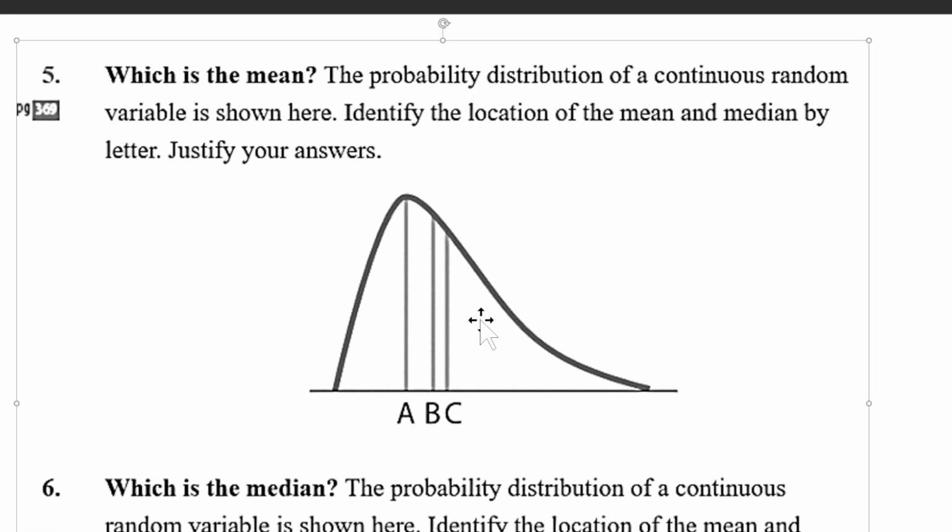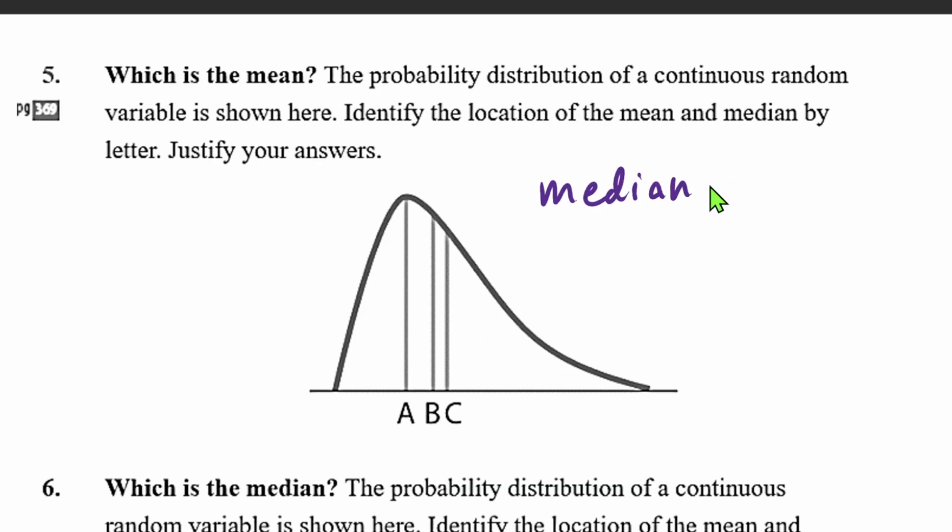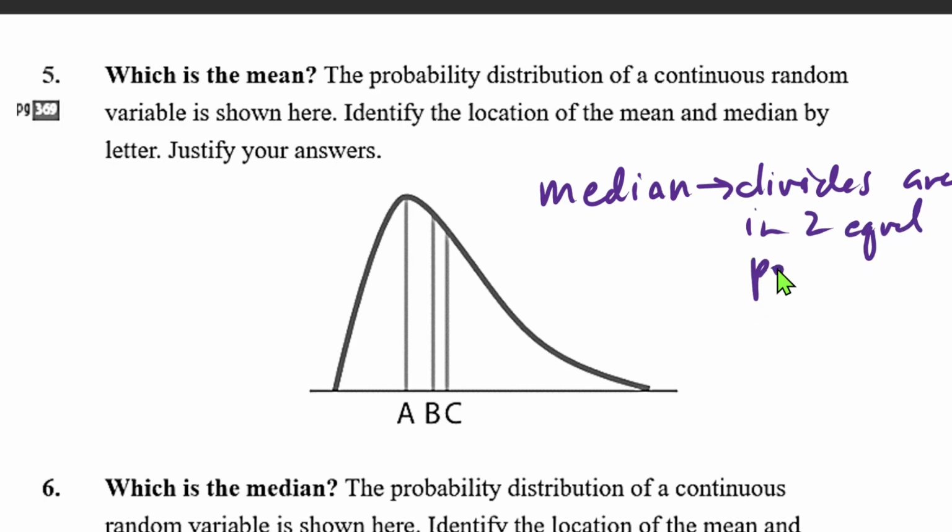The probability distribution is shown here. Find the location of the mean and the median. Of these 3 choices, one of them is going to be nothing, and the other 2 will be the mean and the median. When you're doing these, it's very important to realize that the median divides the area into 2 equal portions. And that's very important.